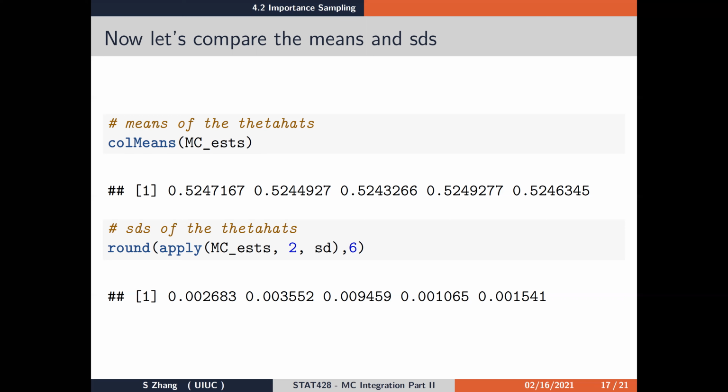So this hopefully gives you an idea that by implementing different kinds of importance functions, we can actually get Monte Carlo estimators of some integral with different levels of efficiency, even if we use the same sample size of 10,000.